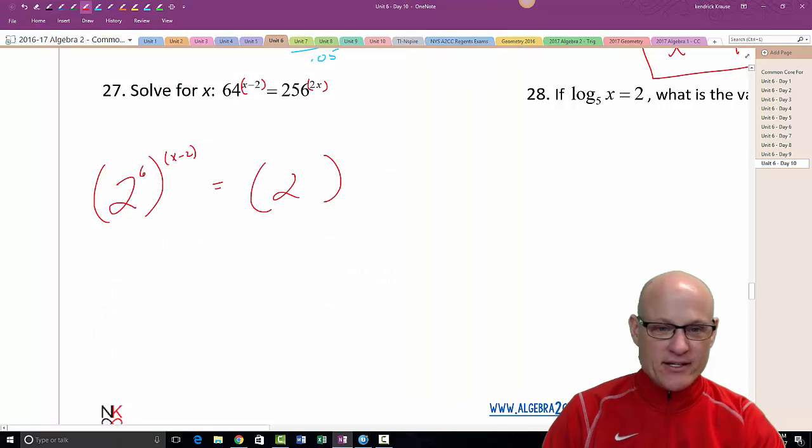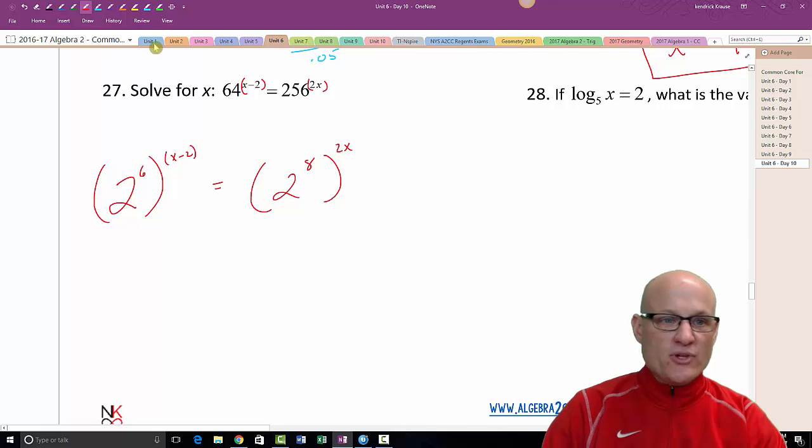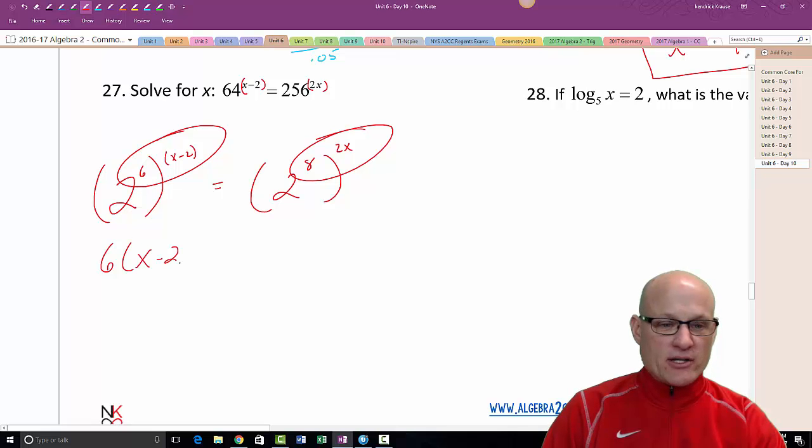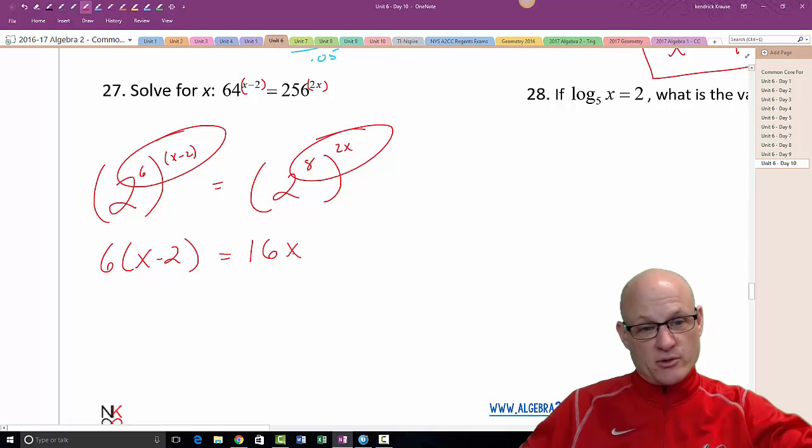I got lucky. 2 to the 8th. I'm just kidding, I knew that. 2 to the 8th to the 2x. So, set the exponents equal to each other. There they are. So I get 6x minus 2 is equal to 16x. Just set the exponents equal.